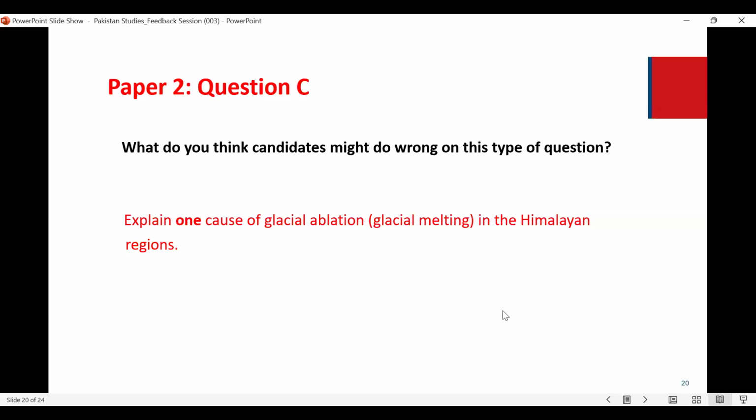So for question C, what do you think candidates might do wrong on this type of question? I'll give you a minute to have a think about this. This is the question. This was question 1 in the summer's exam, wasn't it? So the C question.